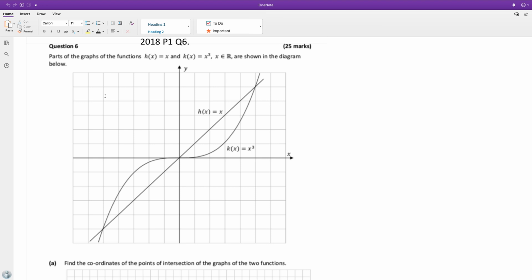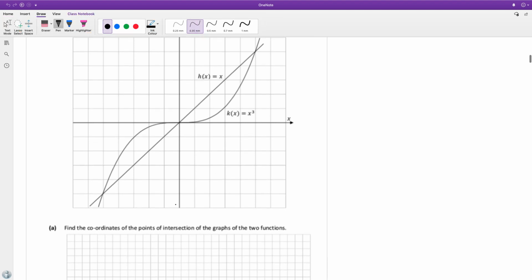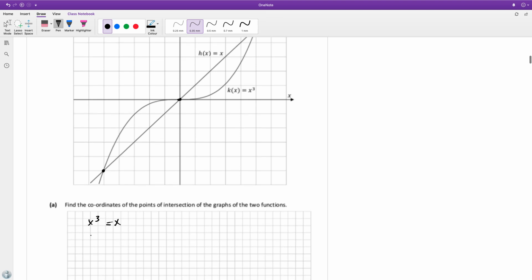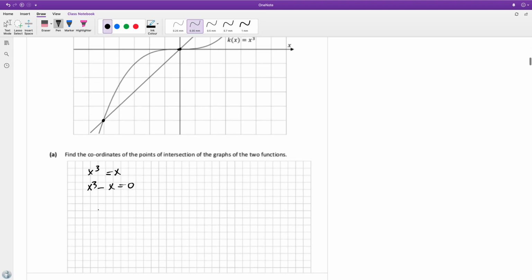Right, so just make sure we're all on the right point anyway, lads. We want to find the points of intersection. So we let x cubed equal x, so that's x cubed minus x is equal to 0, isn't it? Take out a common x, you're left with x times x squared minus 1 is equal to 0.